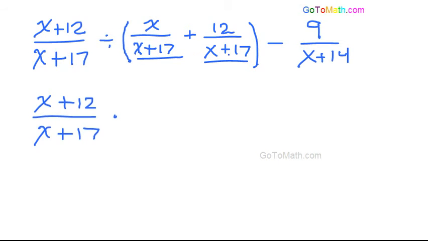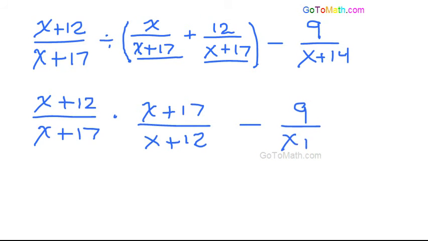Alright, so if I were to go ahead and join these two together, since we have a common denominator, this just becomes x plus 12 over x plus 17, but then let's flip that, okay? x plus 17 over x plus 12. So hopefully that was a smooth enough transition. Okay, hopefully. Alright. And then we have minus 9 over x plus 14. Okay. But we're going to do multiplication first.